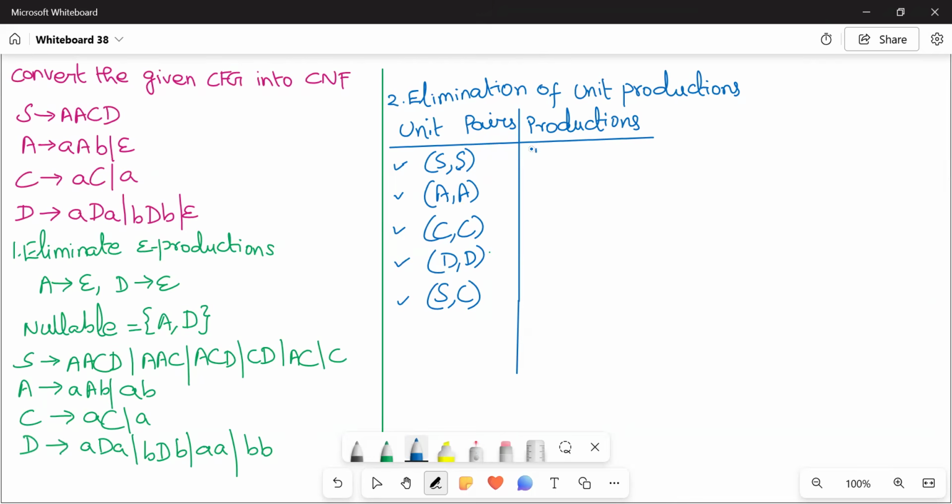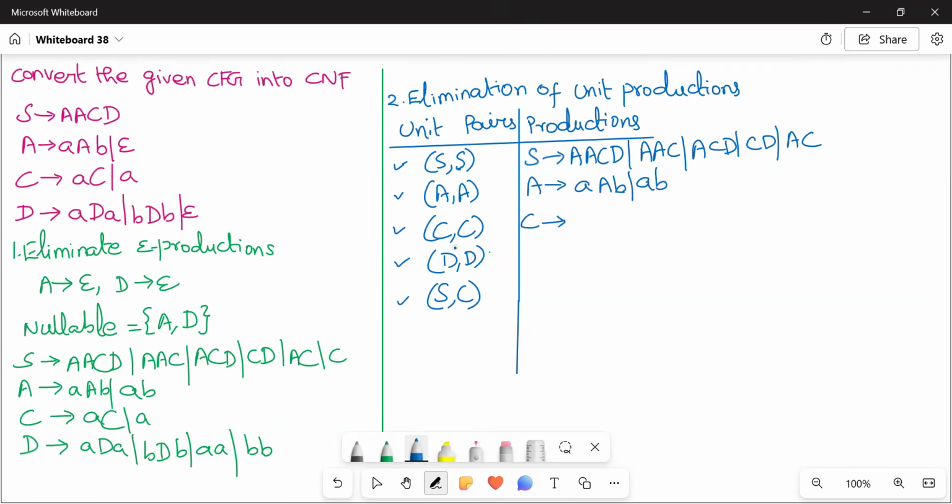For that, we need to write the first symbol of the unit pair tends to the non-unit productions of the second symbol of the unit pair. Second symbol of the unit pair means all these non-unit productions except this one. This is the unit production. Okay. So we have to copy all the other non-unit productions: AACD bar, AAC, ACD, CD, AC. Then A implies, the first symbol implies non-unit productions of the second symbol. So all the productions are non-unit productions only. So just copy.